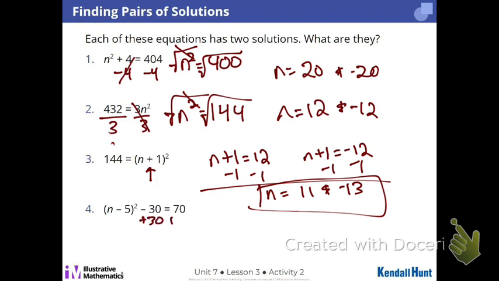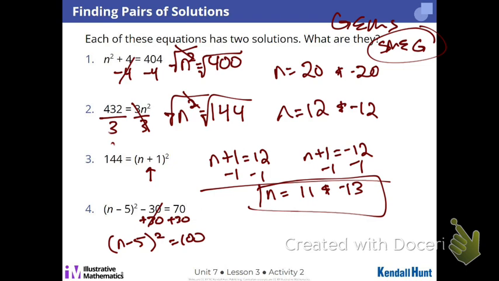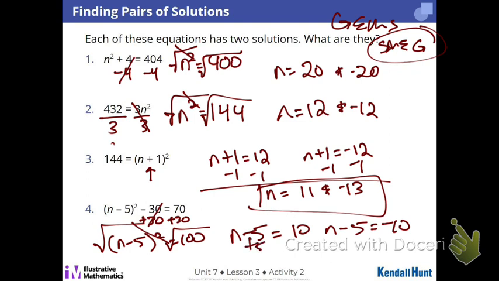I'm going to add 30 to both sides first. Now, you have to use the reverse order of operations. Instead of PEMDAS, SADMEP. Okay? Because we're undoing things, right? Next up, I'm going to take the square root. And that means n minus 5 can equal both 10 and negative 10. Oh, I got 15 and negative 5. So my two answers are 15 and negative 5. Oh yeah, because minus 5.